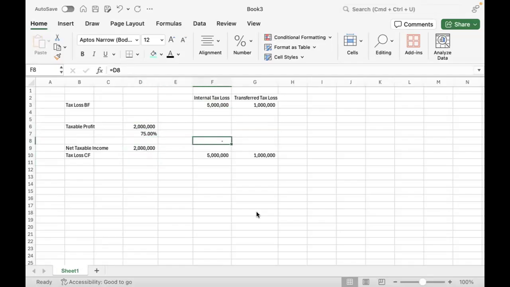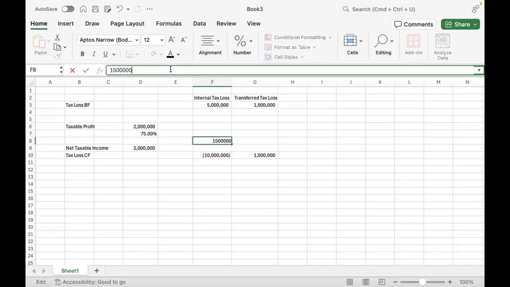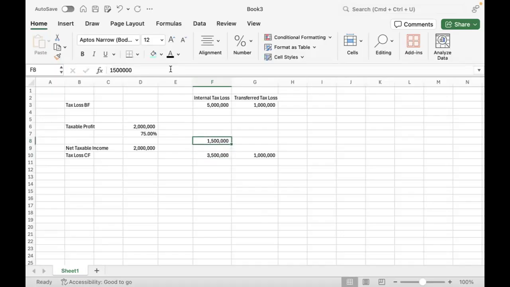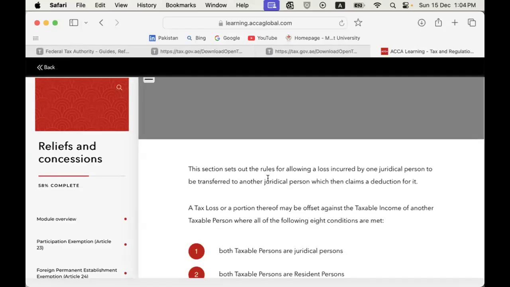What will happen in this scenario? Think about it. Will this tax benefit, the 75% that was around 1.5 million, that was the allowed thing, be lost? Yes, I think it will be lost, because they could claim 75% of the loss, but they choose not to. So I think it will be lost. So their carry forward tax loss will be reduced by this.